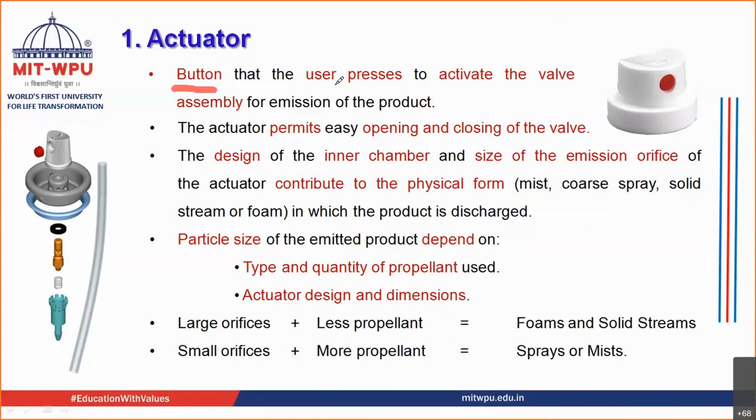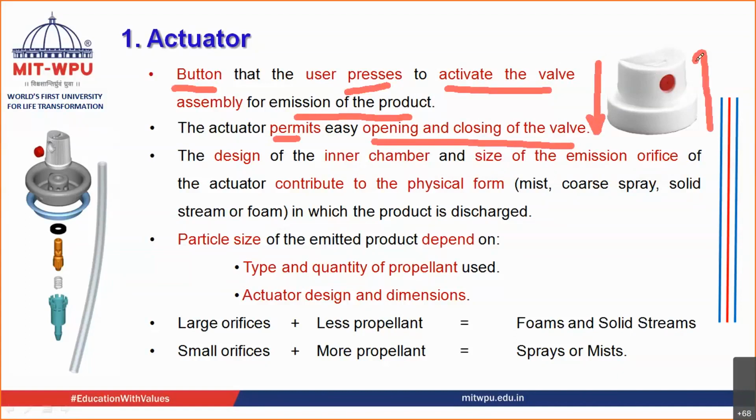It is nothing but a button which the person using it presses, and this starts the exact process of emission. It activates the valve assembly, and the emission of the product takes place because you are pressing this actuator. This actuator permits opening and closing of the valve. Once the actuator goes down, it opens the valve and the contents are expelled out. As the actuator moves up, when the pressure is released, the valve closes, and the expelling of material is stopped.